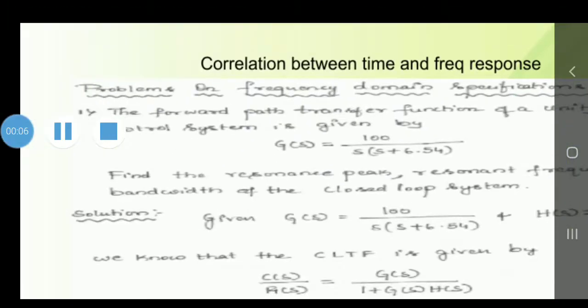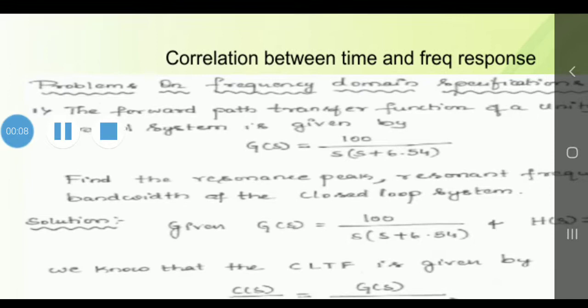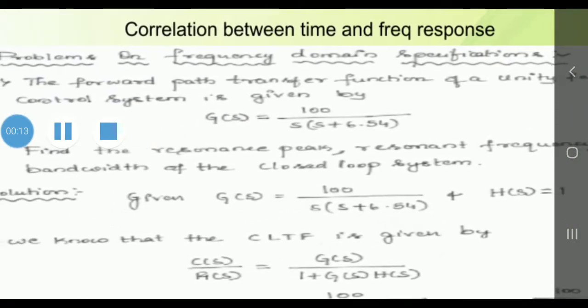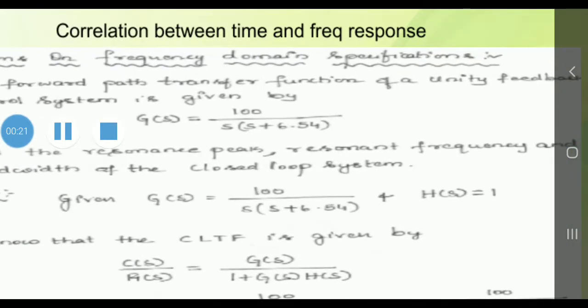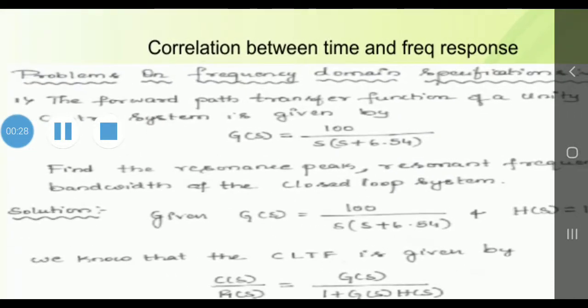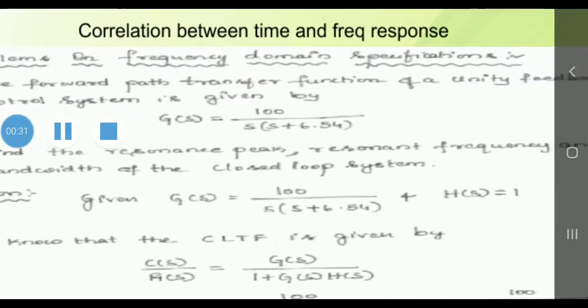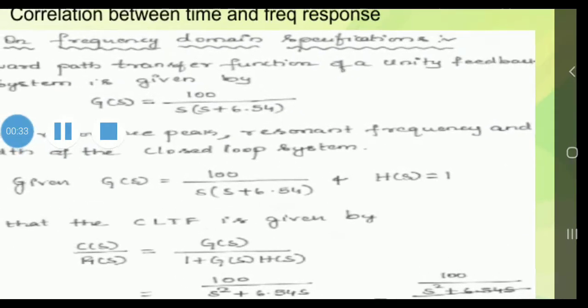In this lecture, we'll see the problem. The statement of the problem is: the forward path transfer function of a unity feedback control system is given by G(s) = 100 / (s(s + 6.54)). Then find the resonance peak, resonant frequency and bandwidth of the closed loop system.